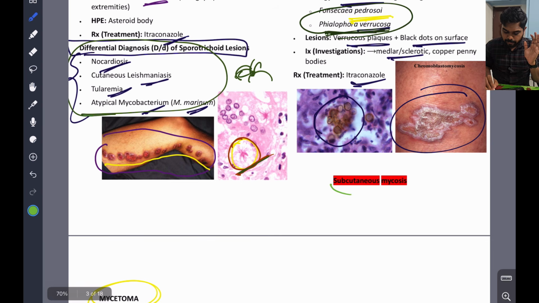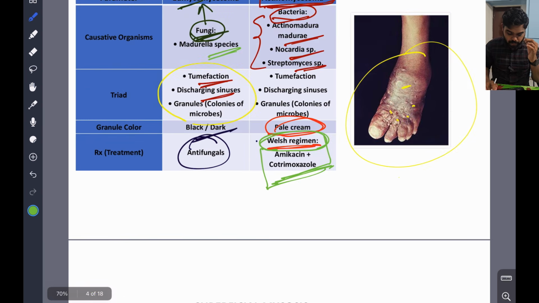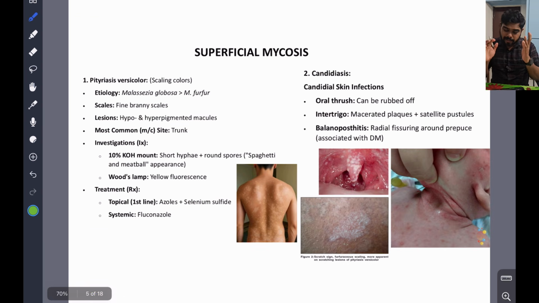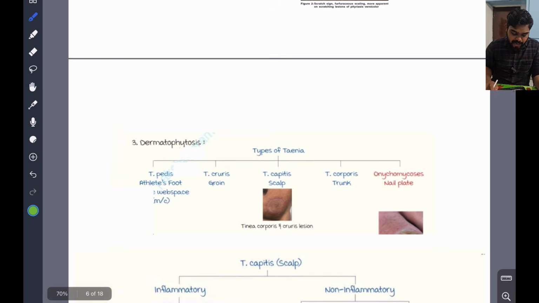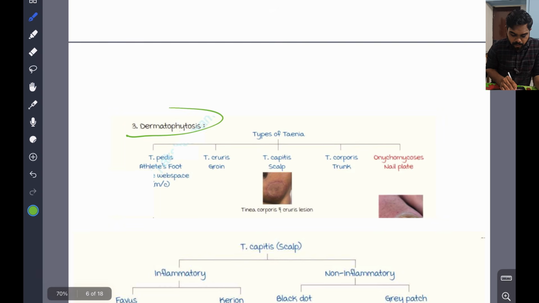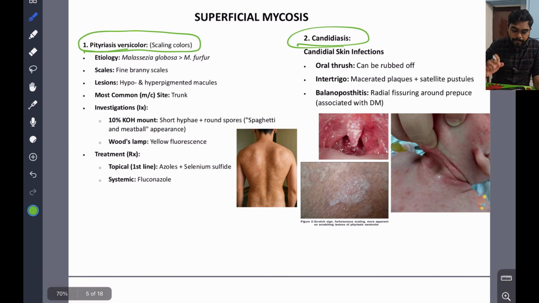So these are the subcutaneous mycoses we discussed. Now we'll go to the superficial mycosis. This is also a potential question, a very important question, regularly asked. In superficial mycosis we have different varieties, and I am discussing only the mainly important ones here. One is Pityriasis versicolor. Second is candidiasis. And third is dermatophytosis. So Pityriasis versicolor, candidiasis, and dermatophytosis, these three we will be discussing in this module.